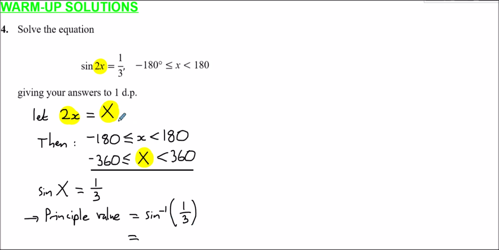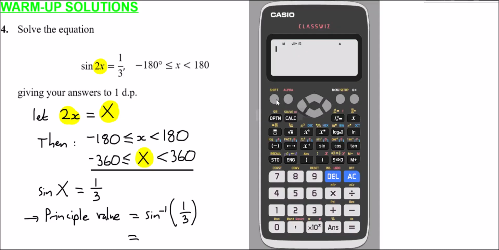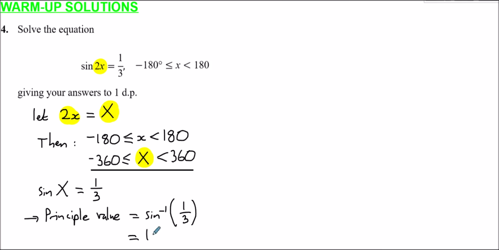Now, we need to give our answers ultimately to 1 decimal place. Here, I'm going to round off to a bit more, so we don't incur any rounding error. But if we do shift sine -1 of 1/3 and press equals, I'm going to give this as 19.471. So that's our calculator value.